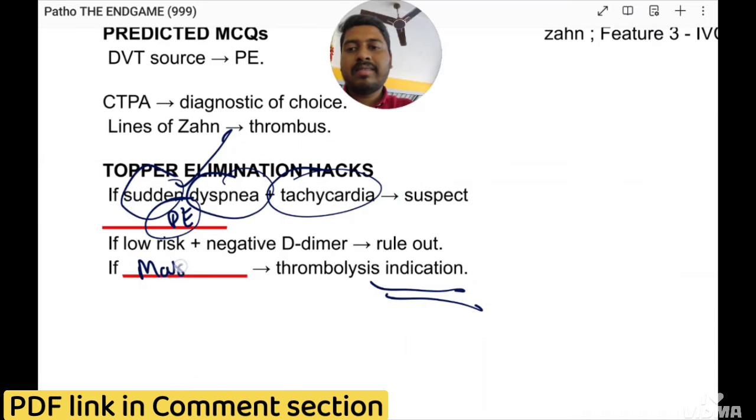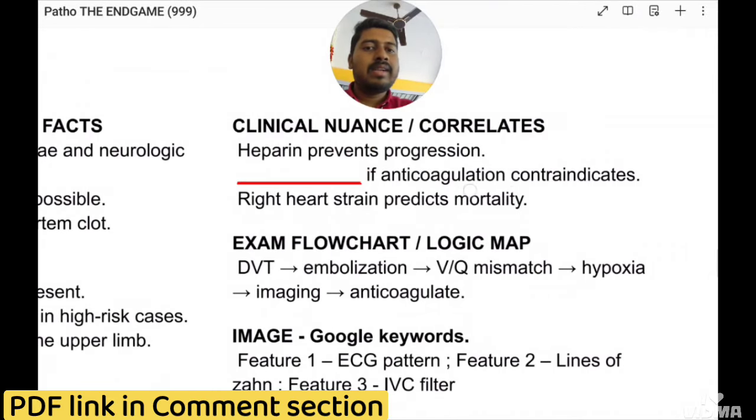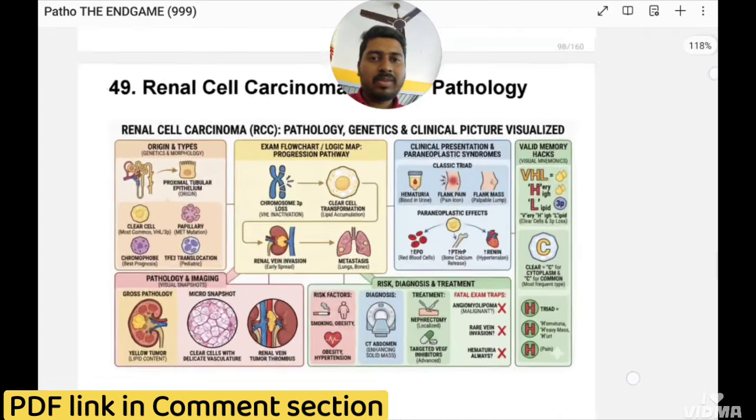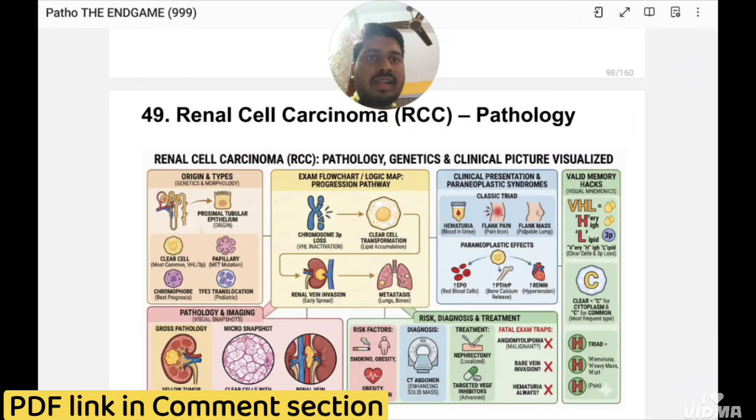Thrombolysis indication is if there is massive pulmonary embolism. Next, if anticoagulation is contraindicated, you use an IVC filter when there is deep vein thrombosis. Okay, so that's it about pulmonary embolism. Next we'll go to renal cell carcinoma. Next topic is renal cell carcinoma.